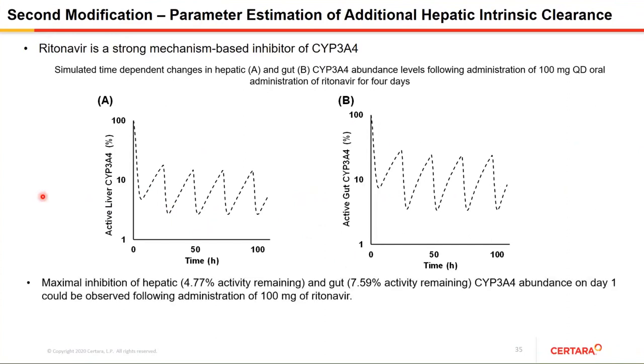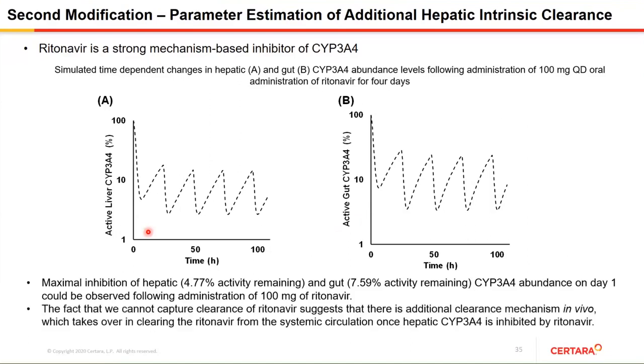And what you can observe here is that as soon as you administer ritonavir, even from the first dose onwards on day 1, so this is once a day administration, maximum inhibition of hepatic and gut CYP3A4 is around 4.77 for liver and around 7.59 for gut. So there is a huge inactivation happening for gut. Since CYP3A4 is the major enzyme involved in the metabolism of ritonavir, when it is inhibited to such an extent, there must be an additional pathway which takes over in clearing this drug.